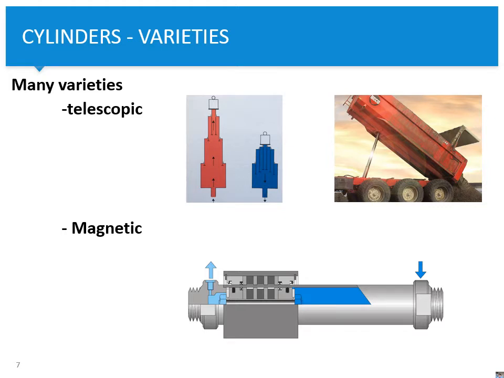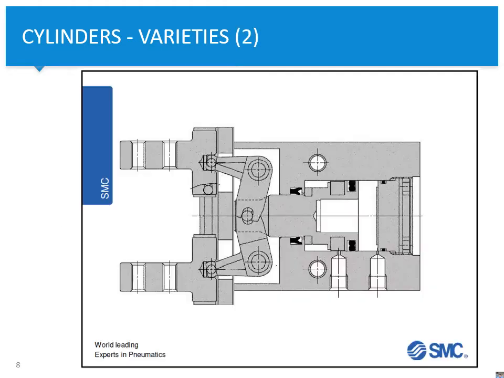Well, and one more variety, and then I'll stop mentioning varieties of cylinders, is this one. This one is a cylinder, I think it's a double acting cylinder, of which the piston moves in a horizontal plane, but both clamps at the end of the cylinder move in a vertical fashion. So they move in different directions, and it's just designed by making clever use of the properties of a double acting cylinder.